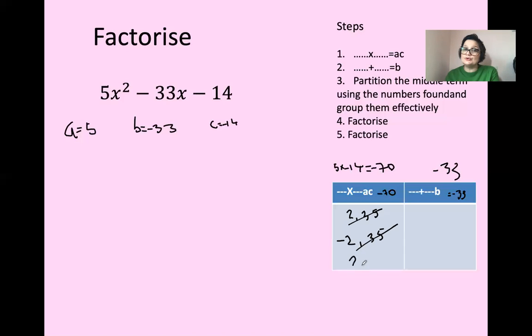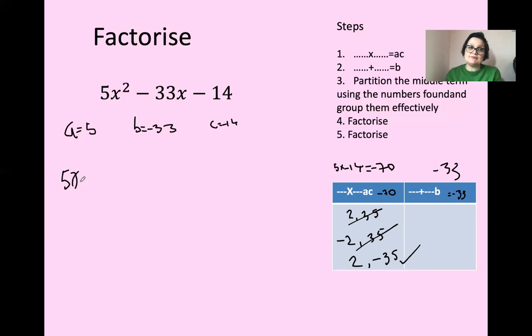How about 2 and minus 35, right? Now, 2 times minus 35 is minus 70, and 2 plus minus 35 is minus 33. So these are definitely the right pair of factors that I'm going to use to split the middle term. So this is what is going to happen.